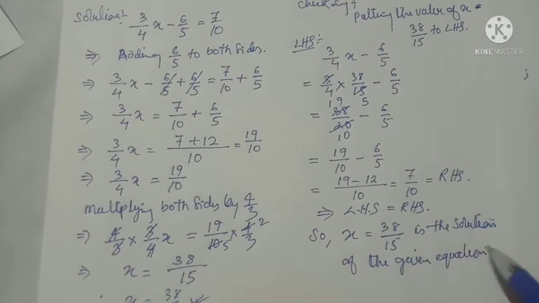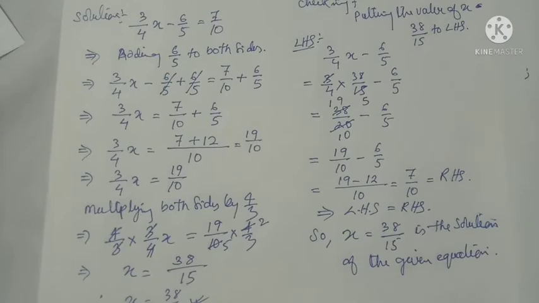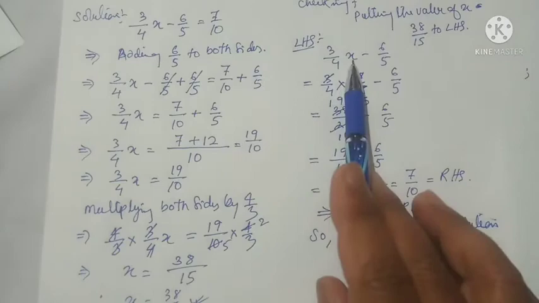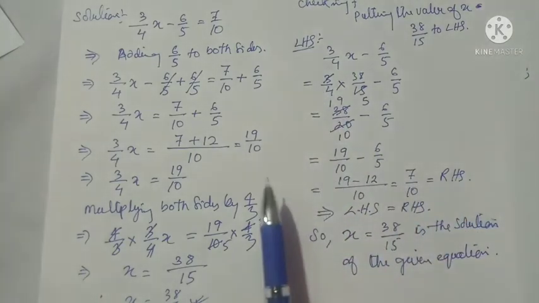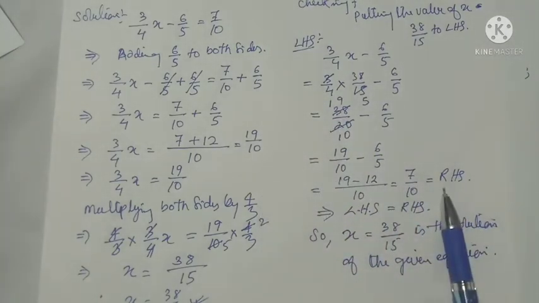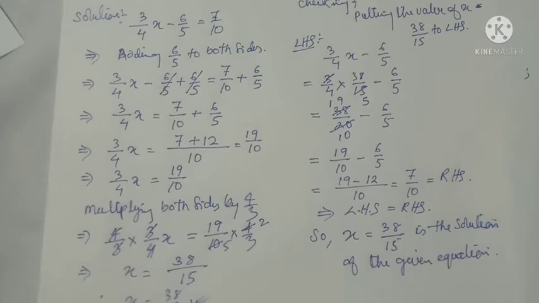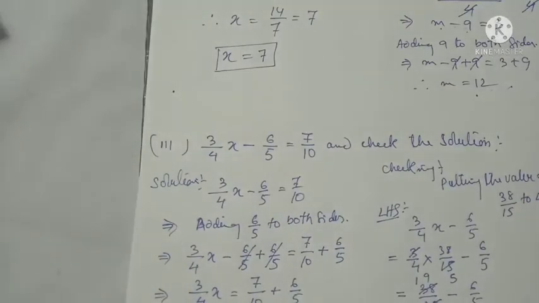This is a conclusion. We have to write the conclusion in this way, because we got the variable, that is a solution, that is a value of x, that is 38 by 15. Because when we put the value of x in the left hand side, we get the right hand side. So it means that our answer is absolutely correct. Okay, these are the examples for the systematic method that we have already discussed.